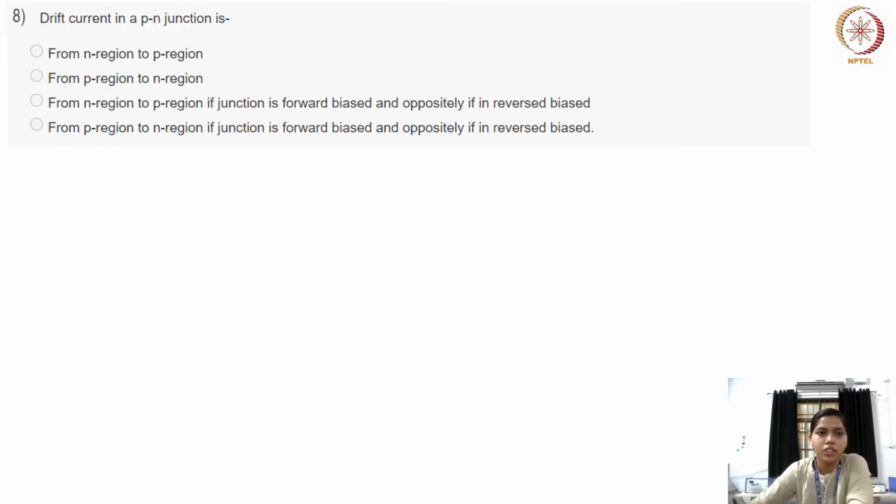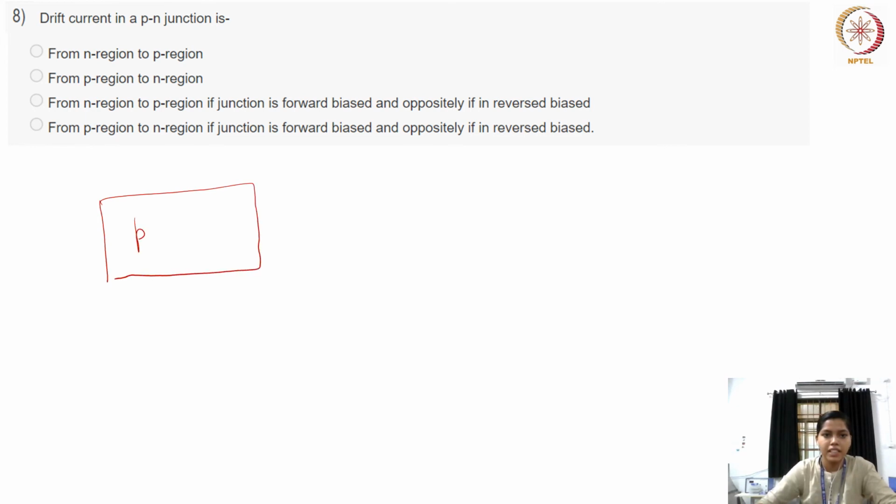So the next question is, the drift current in a PN junction is, it is asking you the direction of the drift current, so that is from N region to P region, or P region to N region. It can be under the forward bias condition N region to P region, and oppositely in the reverse bias condition. So now let's see a PN junction first.